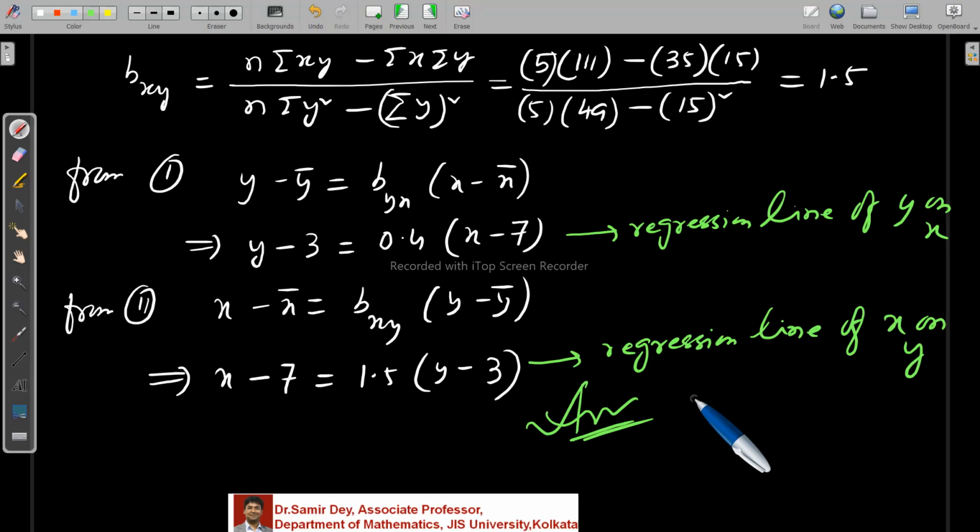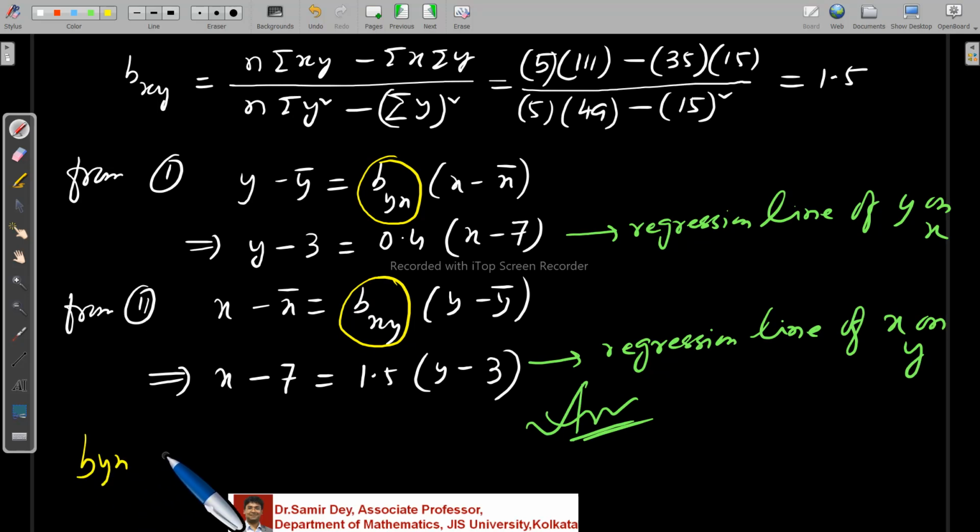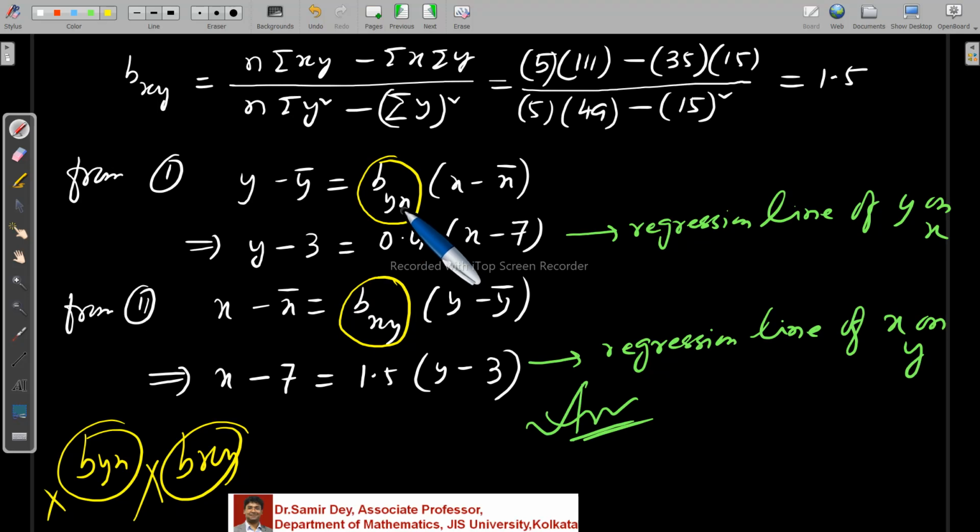But here I can add one thing. Be careful about the notation. I'm talking about this notation. One is byx, another one is bxy. Please be careful. Please don't write byx, it's wrong, and please don't write bxy, it's also wrong. You should write correct notation. B suffix yx, b suffix xy.